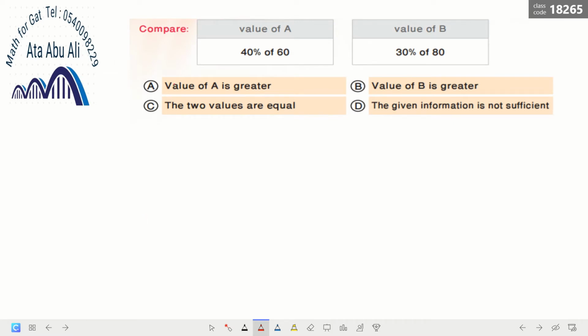Now I want to compare the value of A, which is 40% of 60, and B, which is 30% of 80. We can do it the same way: 40% of 60 means 40 over 100, because it's a percent over 100, times 60. I can simplify 2 zeros above with 2 zeros below, because I divide by 100. Then 4 times 6 is equal to 24.